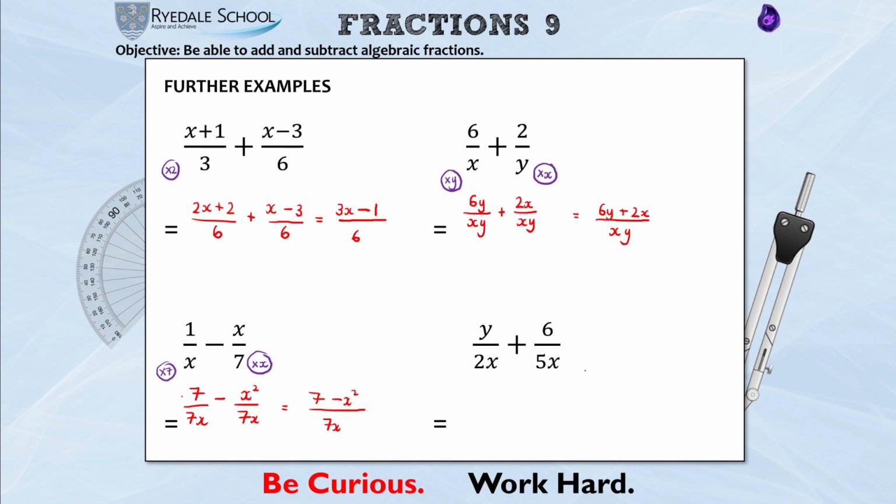Final example. Now, some of you might be thinking, oh yeah, I've followed what you've done, sir. We can just multiply these two things together for my common denominator. Now, you don't always need to do that. These already have an x in common. So I can actually get away with just multiplying each of these by a number to make the denominator the same. I can make the common denominator be 10x.